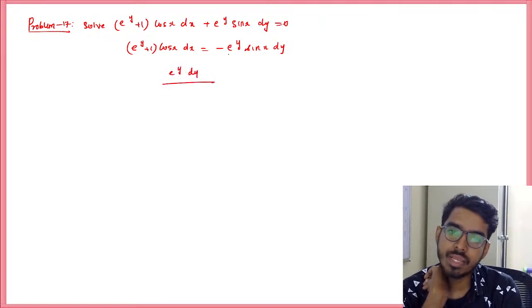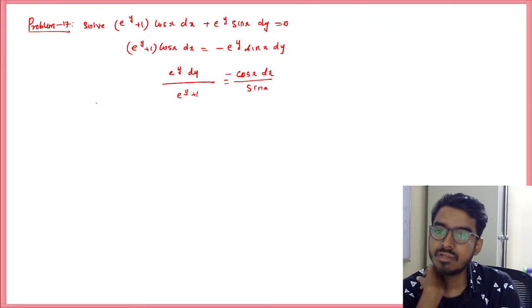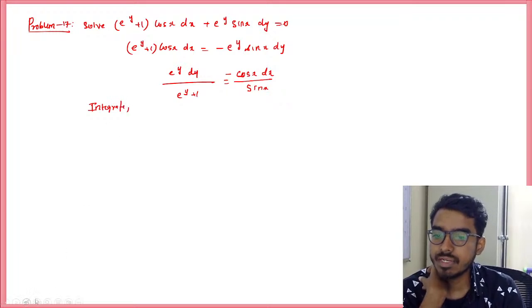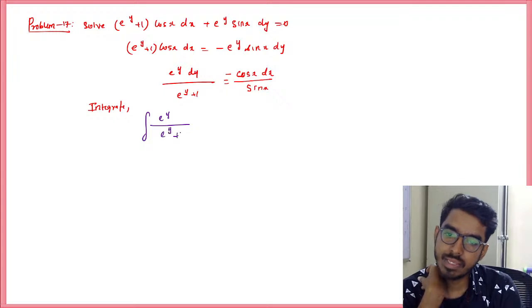e^y dy divided by (e^y + 1). And let's take this cos x dx here. So we have cos x dx divided by sin x, and we have minus sign here, right? So integrate on both sides. So if we integrate, we will have integration of e^y by (e^y + 1) dy and integration of cos x by sin x dx, right?